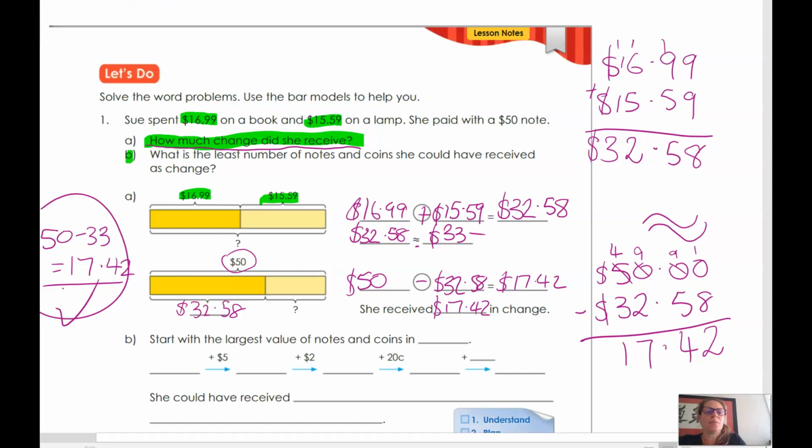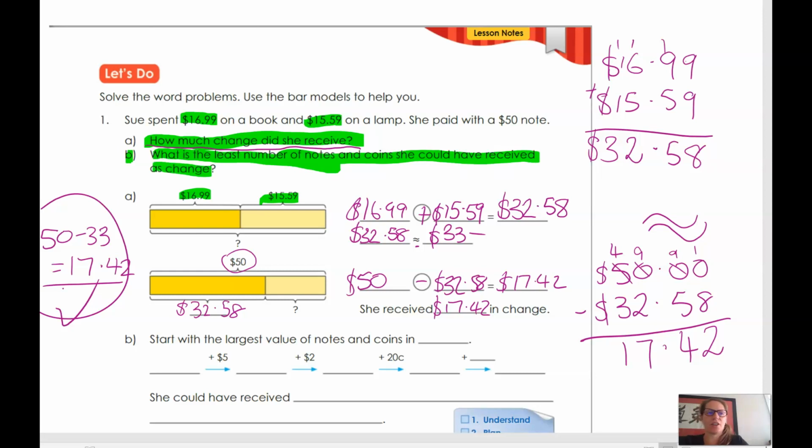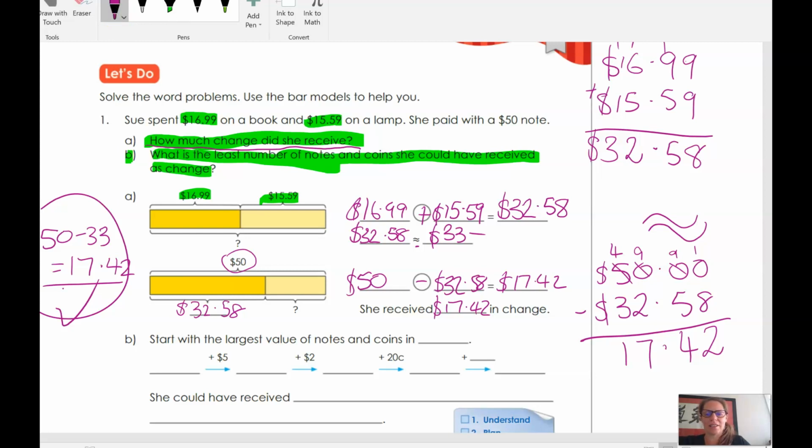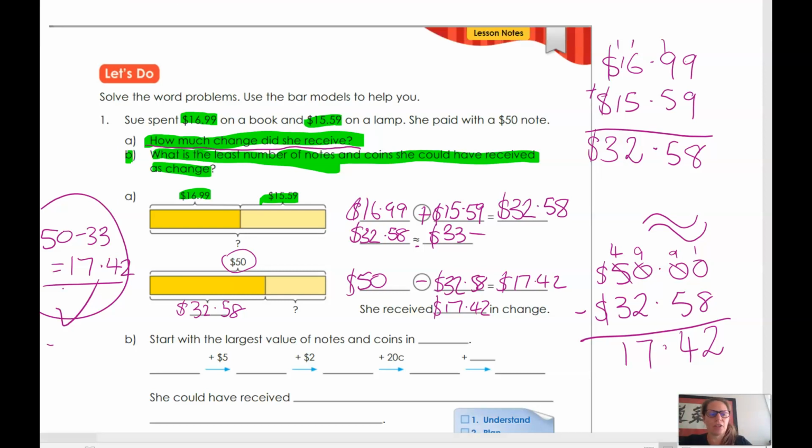So B, it says, what is the least number of notes and coins she could have received as change? So in our society, thinking about Australian money, we're going to have to make $17. So think about the dollars. We're going to need a $5 note. And we're going to need a $2 coin. We're going to need 2 20-cent coins.